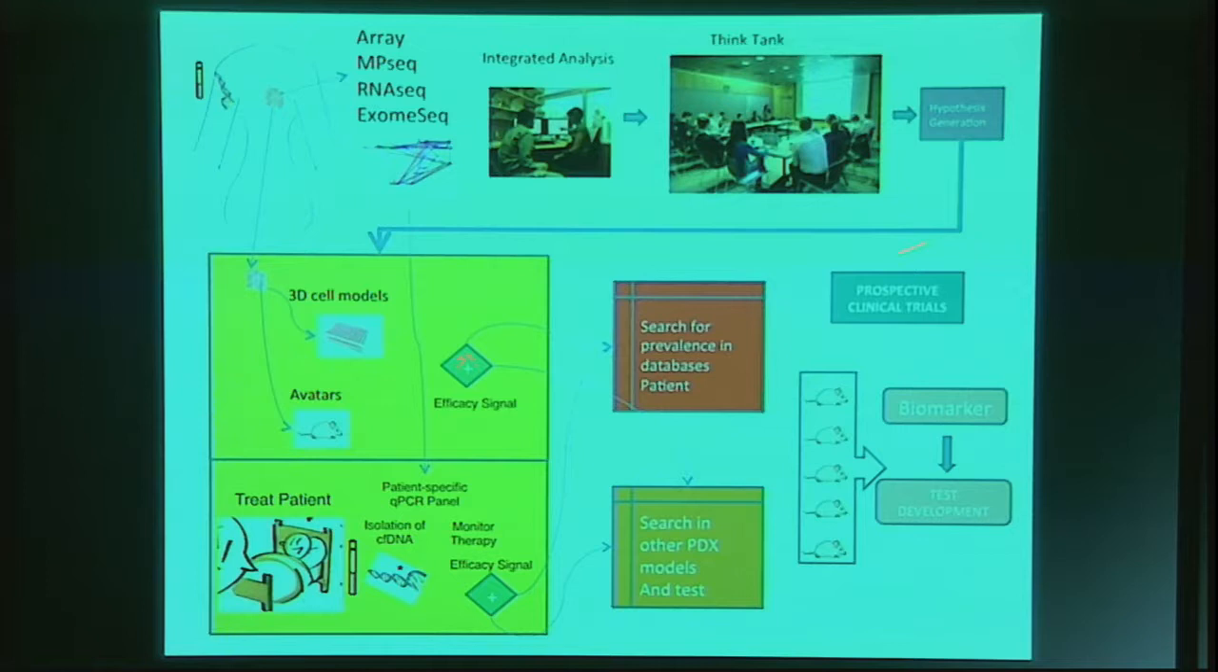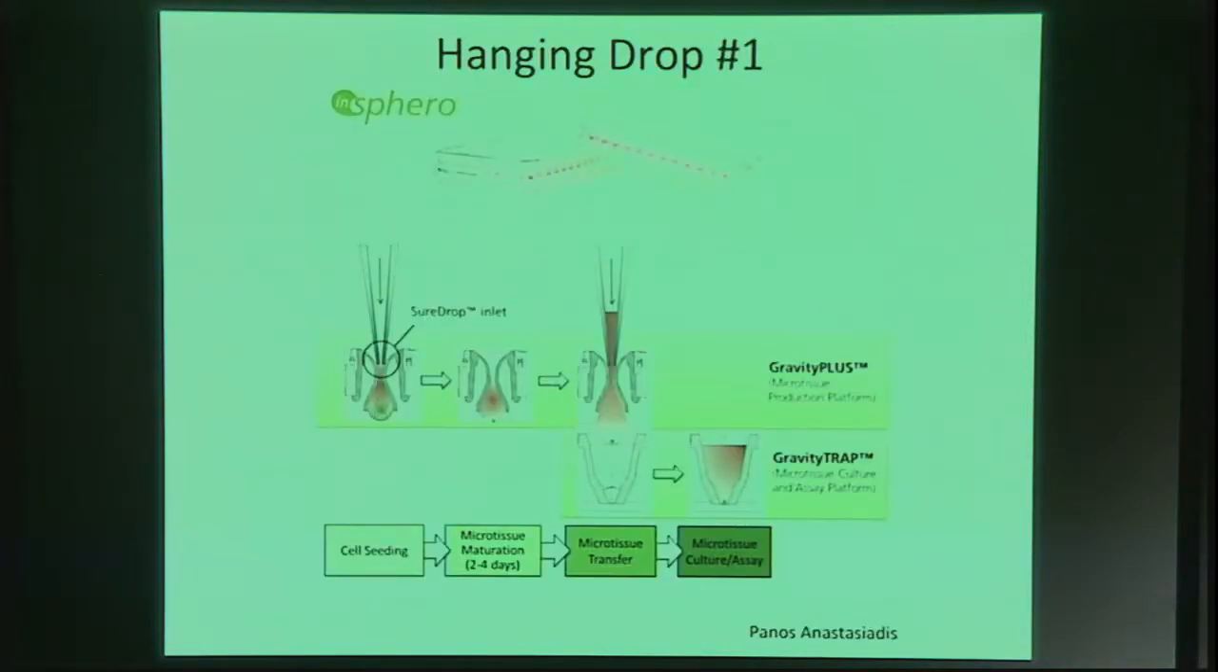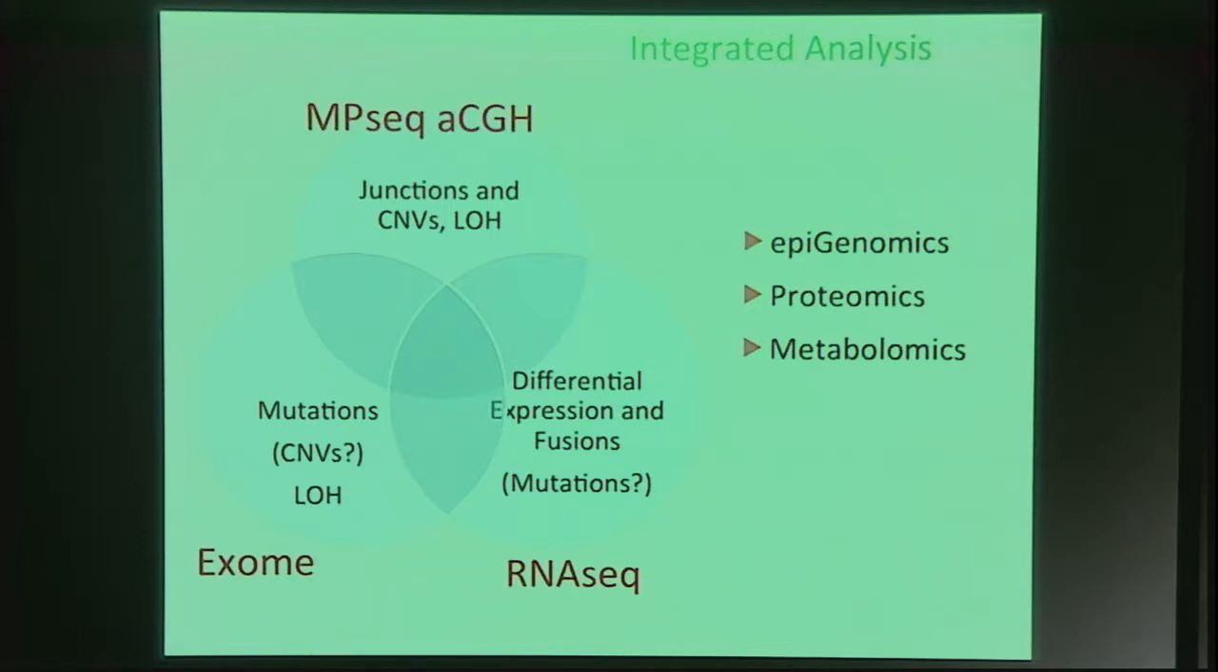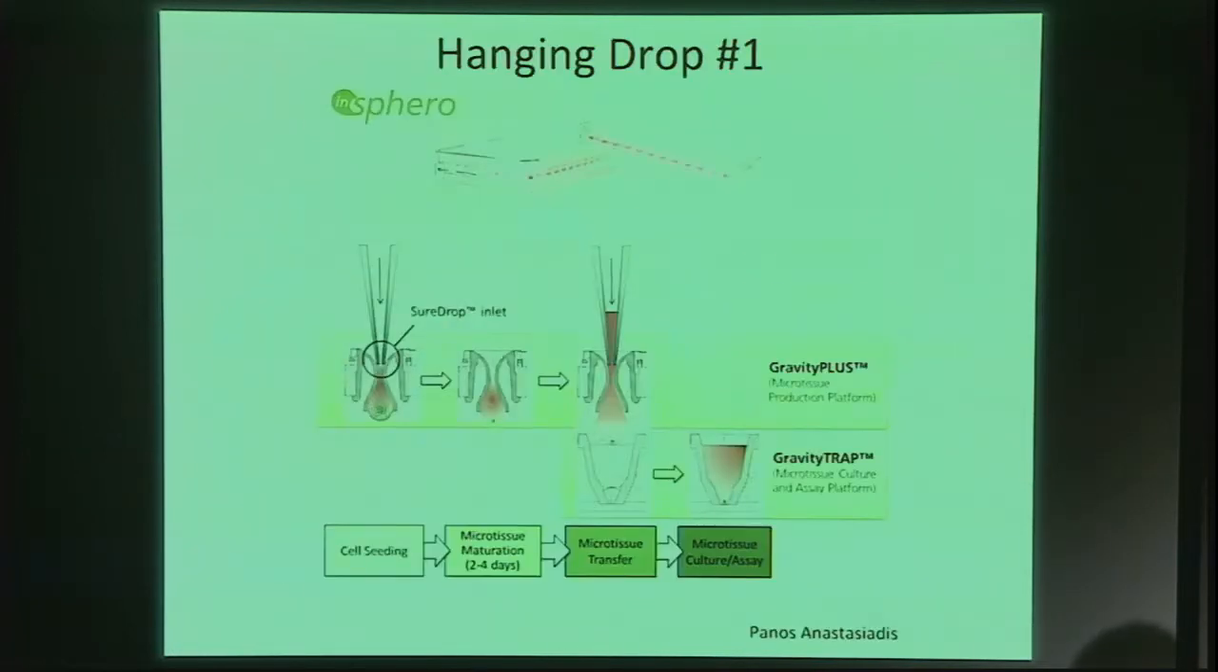So we have a hypothesis. But we also have this 3D system I'll talk to you about, where we can validate that hypothesis. And if that works, we can try it on the patient, monitor the patient with cell-free DNA, and maybe even come up with a biomarker. And we understand that we need all kinds of techniques to be able to do this right, as was already mentioned earlier. So we need MP-seq, exome, RNA-seq, and maybe others.